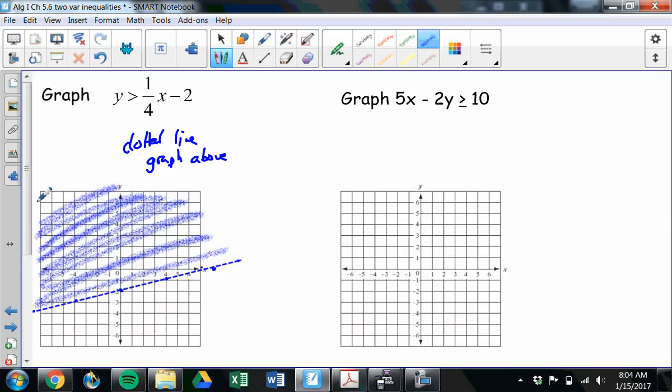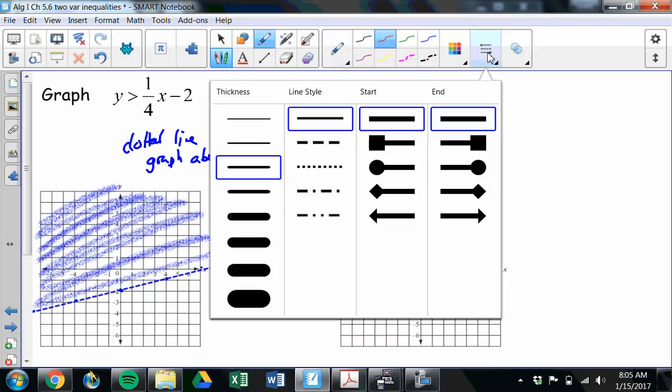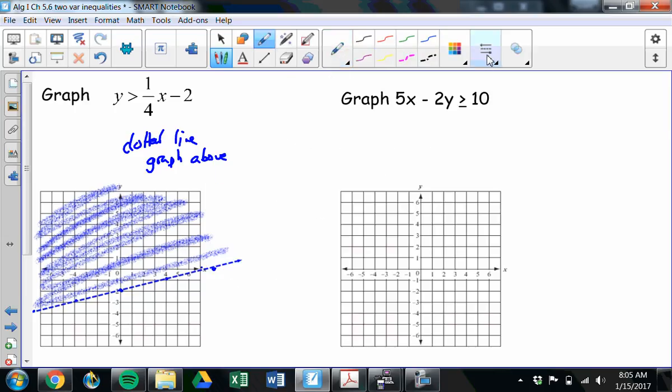Now I'm going to check to make sure that this works. I can pick any point in the shaded region. And I want to make something really clear right now. If I were to pick a point that was actually on the line, like say I picked the point 4, -1.